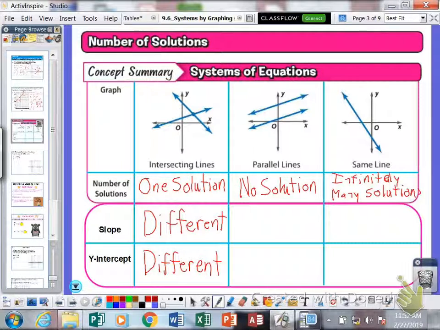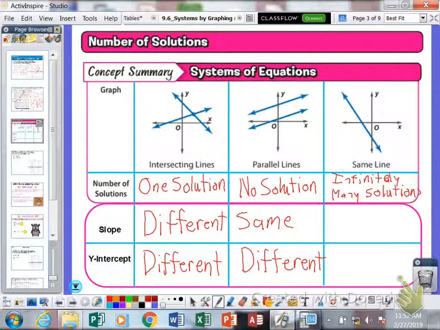Okay, our slope for parallel lines would be the same because they are parallel, so their slope would be exactly the same. And then your y-intercepts are going to be different because they are two different equations, so they're going to have two different lines. So your y-intercepts will be different.